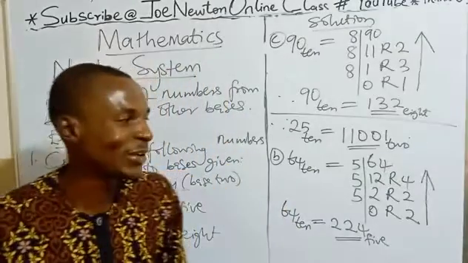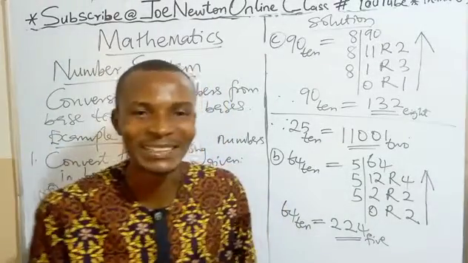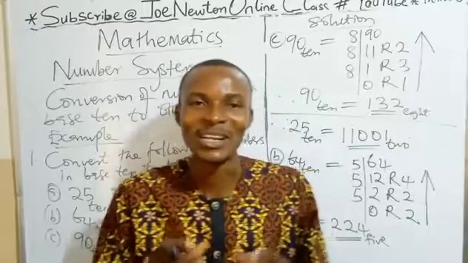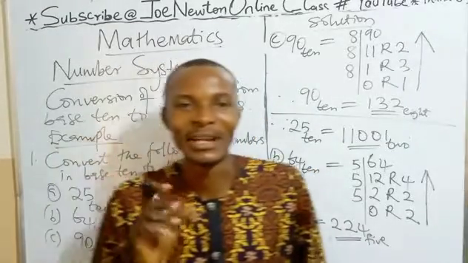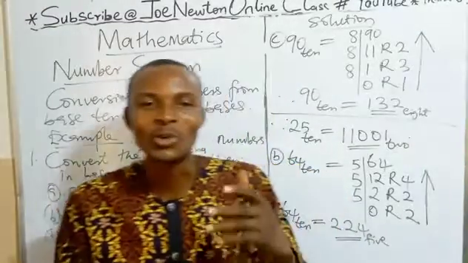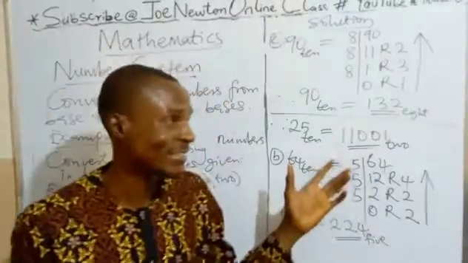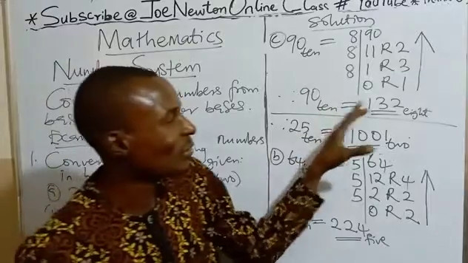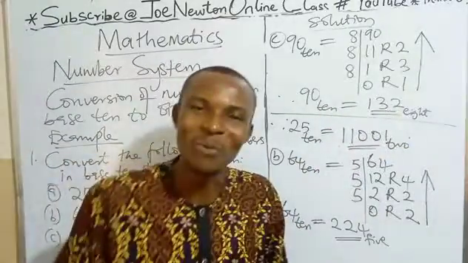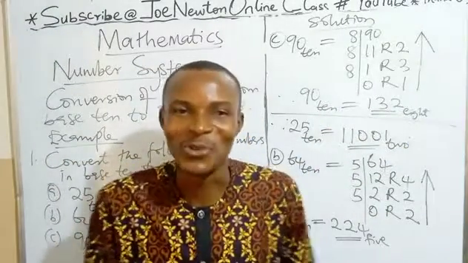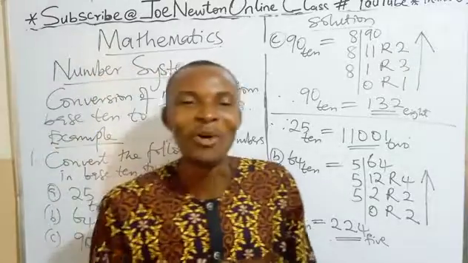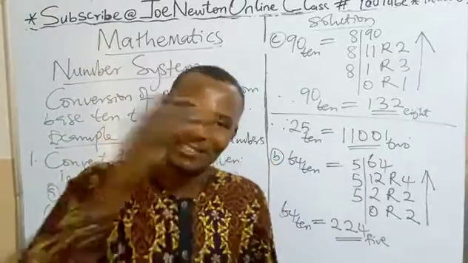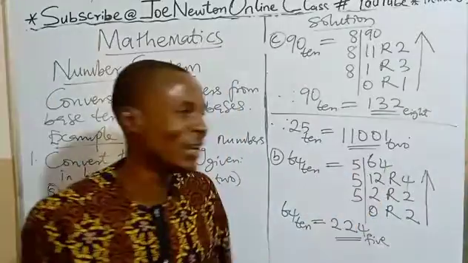So I would like you to try out this particular one, and when you get the answer, drop your answer in my comment box. Then next class we are going to try a way, using the same answers here, to convert from these bases that are not base 10 back to base 10. So in the next episode, we are going to do conversion from other bases back to base 10. That is the reverse of what we did now.